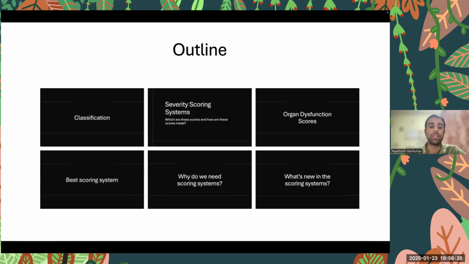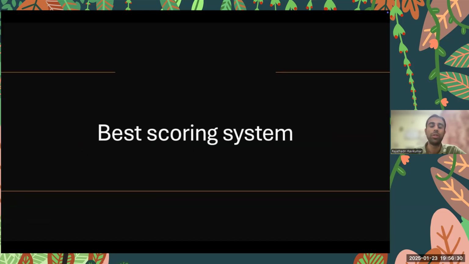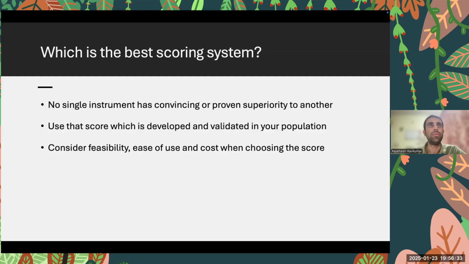Now we'll understand which one is the best scoring system available for us, which one to use day in, day out. If you ask anyone, there is no single instrument which has convincing or proven superiority over the other. We already discussed that AUROC is more or less the same, and half of the parameters are the same. So what we should do is see which score is best for us, validated in our population. The score which is validated in European or American populations may not be accurate for the Indian population. So we have to develop our own score and validate it in our population. That is ideal for us.